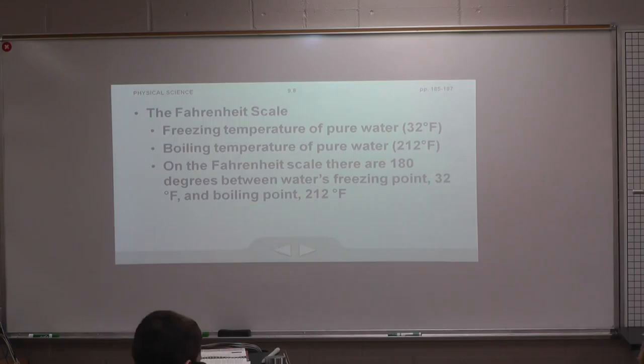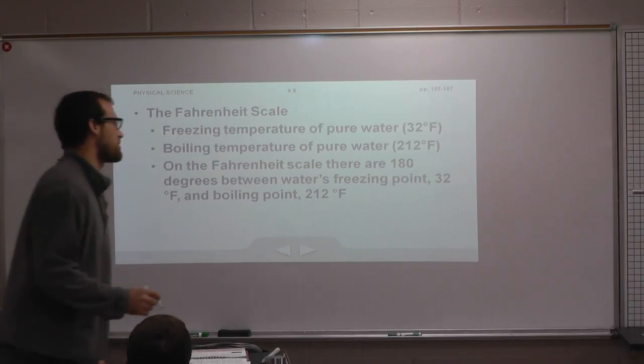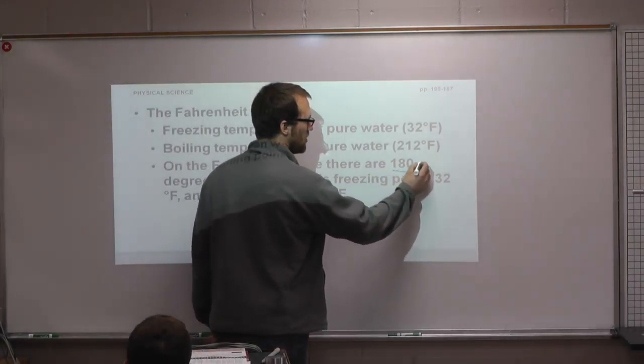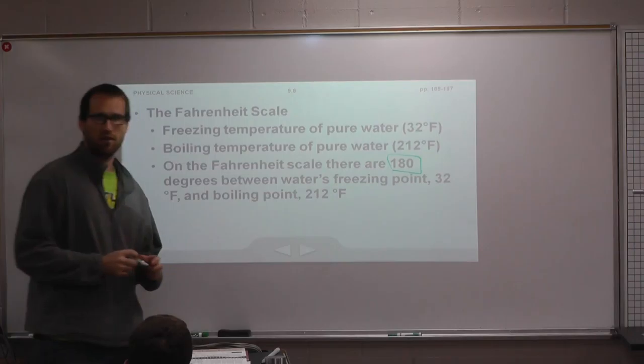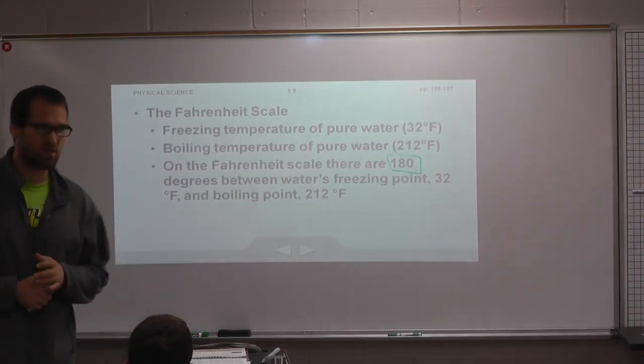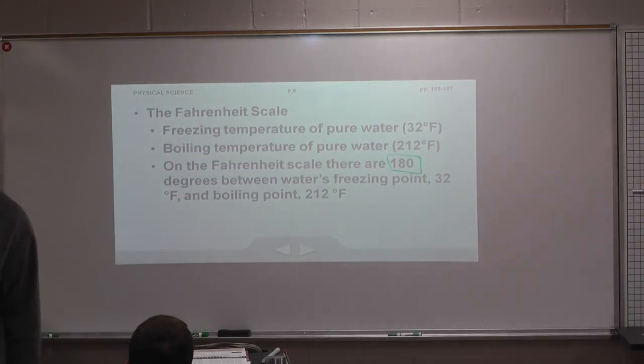Now, you might be wondering why that third bullet's up there. It says on the Fahrenheit scale, there are 180 degrees between the two fiducial points, the freezing point and the boiling point. And we're going to see that come in when we do the calculations to convert from Celsius to Fahrenheit. We will do that today. I will give you a temperature in Celsius, you will solve for that equivalent temperature in Fahrenheit, and vice versa.